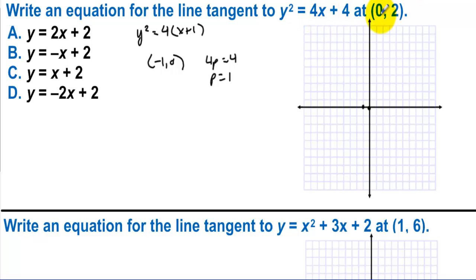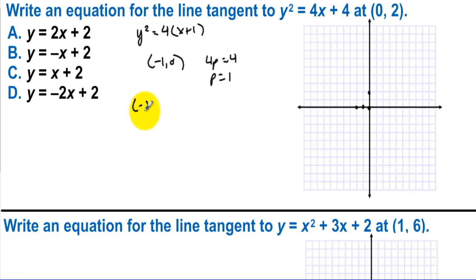Now the point that they give us on the parabola is (0, 2). Now we just need to find the distance from (0, 0) to (0, 2). I don't really need the Pythagorean theorem to do that. I don't need the distance formula. That's 2 units away. Since from the focus to the point it's 2 units away, we're going to go 2 units from the focus through the vertex. And that puts us right here at (-2, 0).